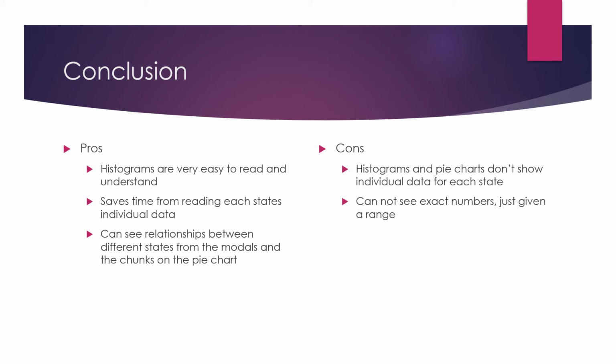The cons, though, are that they don't show individual data for each state. So if you wanted to see a specific state, you'd have to go back and either look in your Excel document, or if you didn't have access to that, you could go back to the website that I included earlier and look at that information. And you also don't see the exact percentage. You just get that range, like 24 to 30, and how many were in it.